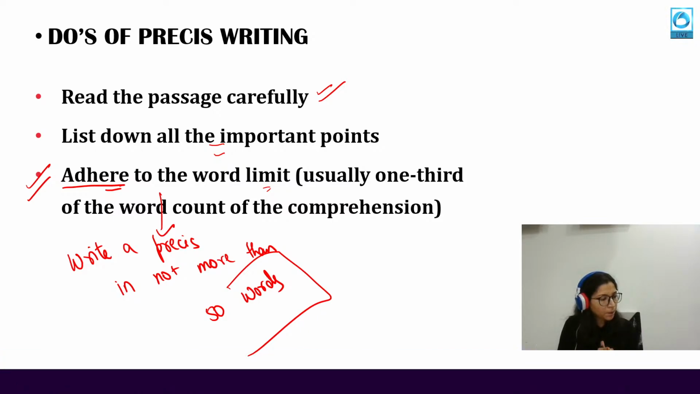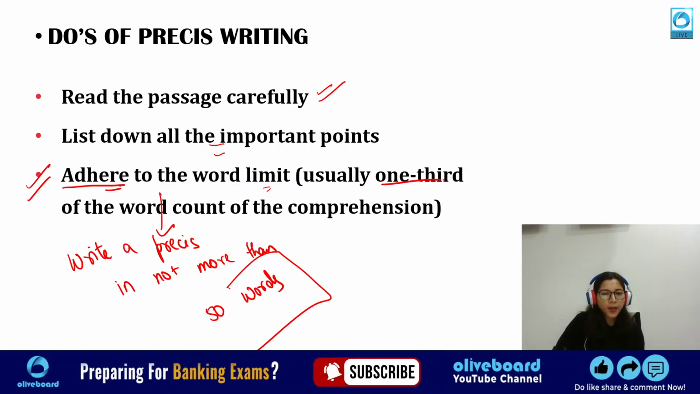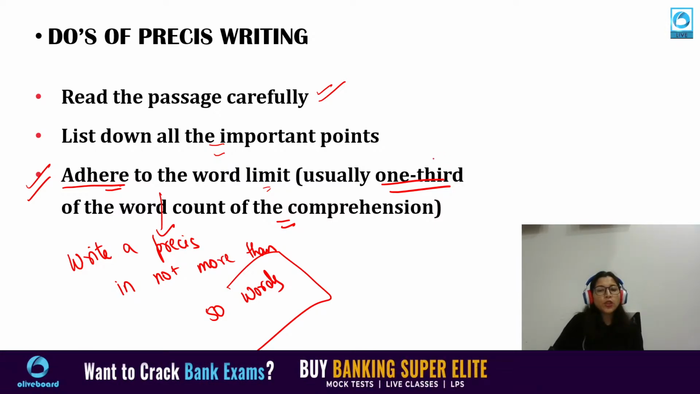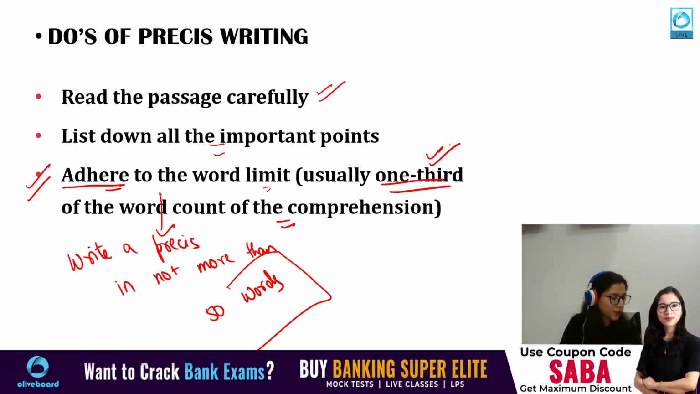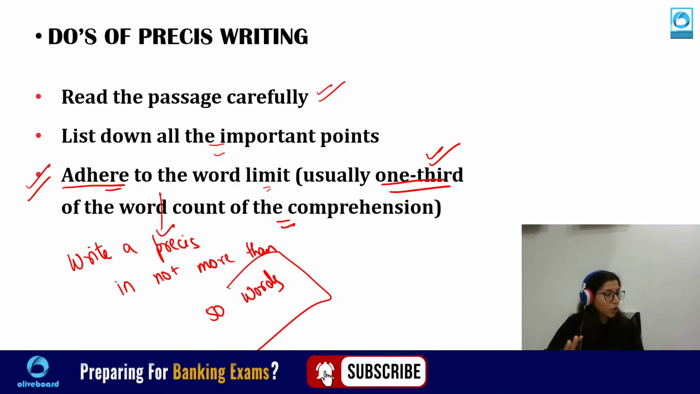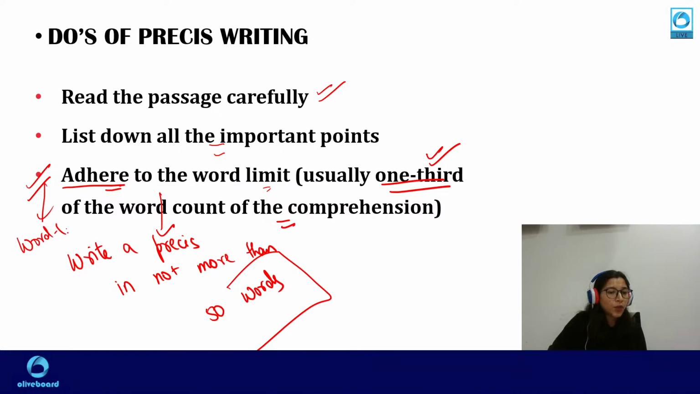Anyone? It's very common. Ideal word limit, it is written here only: 1/3 of the word count of the comprehension. If it is not mentioned what the word limit should be, then you have to stick to 1/3 of the comprehension. Correct, Swami. Yes, it should be 1/3 of the comprehension. Got everyone? So these are the 3 points. Out of these 3, the most important is the word limit because you have to stick to the word limit.